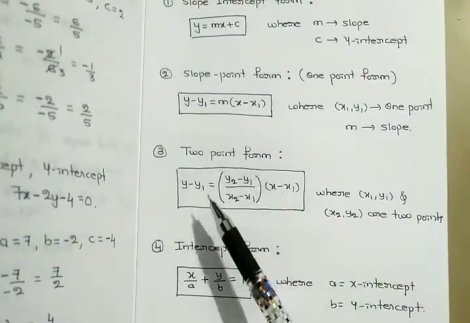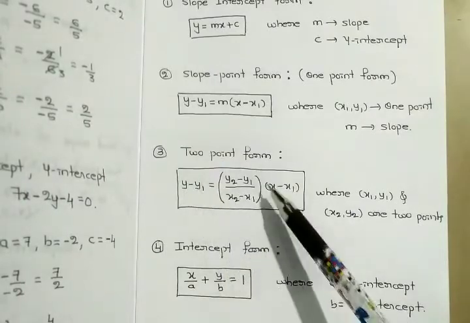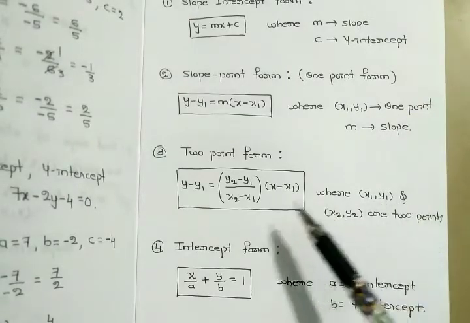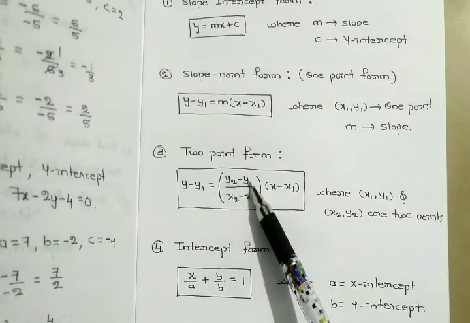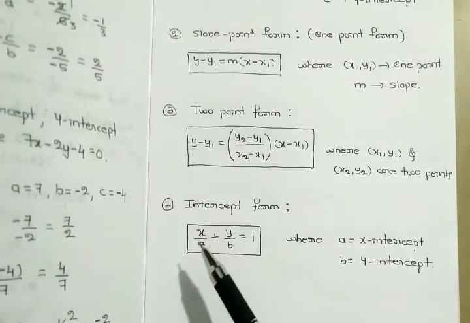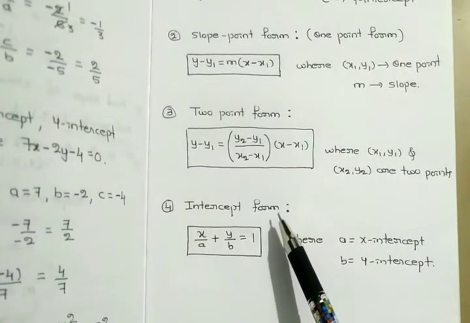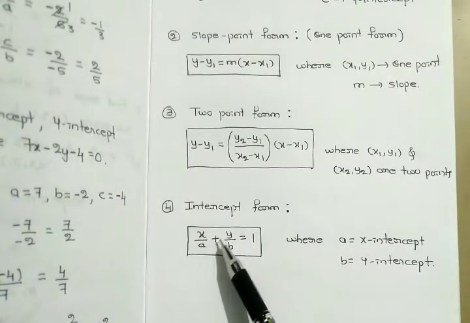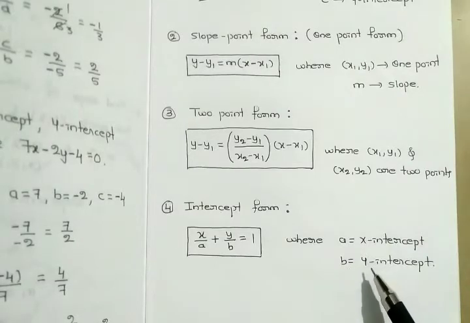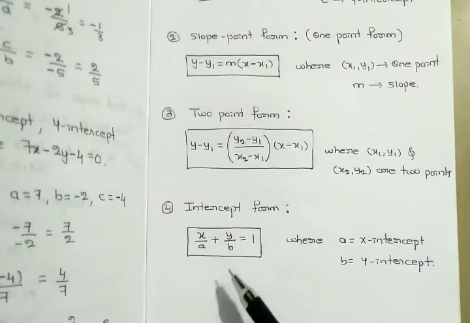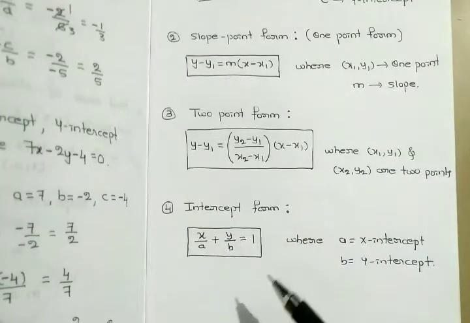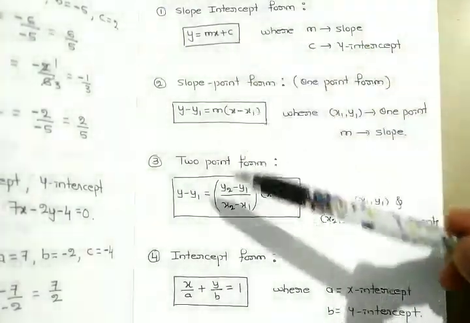Third one, two-point form. This is also an equation of straight line only. In the question, if they give two points, x1 y1 value and x2 y2 value, that time apply y minus y1 is equals to y2 minus y1 upon x2 minus x1 into bracket x minus x1. And the last one, again an equation of straight line only, is called the intercept form. That is x upon a plus y upon b is equals to 1. In the question they will give the a value, that is the x-intercept, and the b value, that is the y-intercept. If these two values are present, you have to apply x by a plus y divided by b is equals to 1. So next we are going to solve examples using these four formulas.